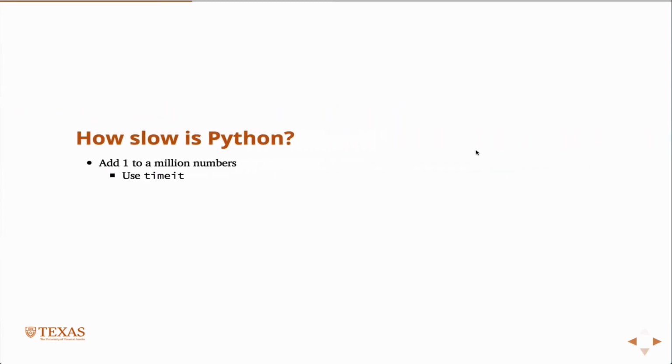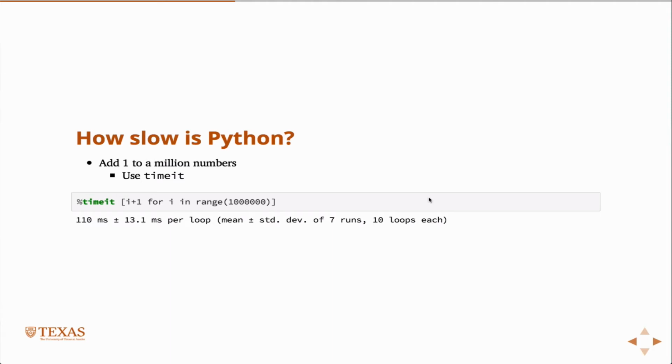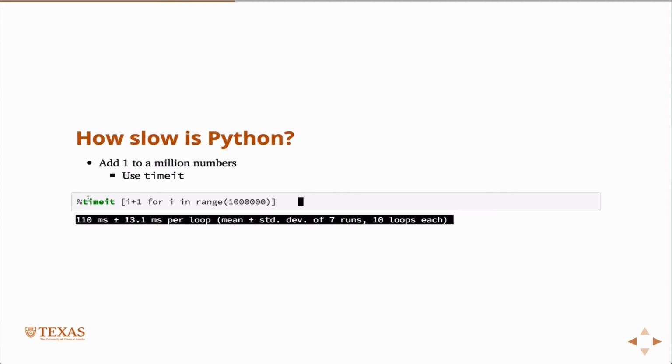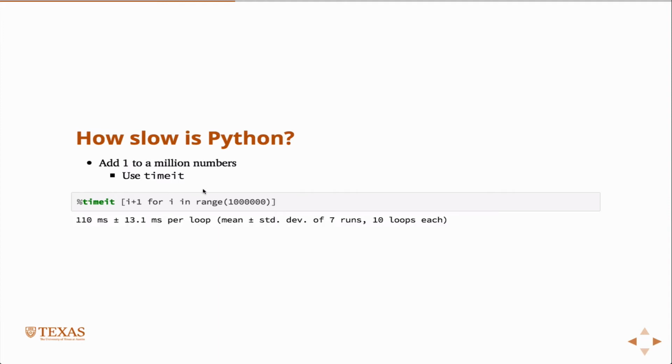So let's look at some examples about how slow Python is. This was actually from the output of a Jupyter notebook, so you can just copy this from the slide right into the Jupyter notebook and run it if you want. Basically what this does is a pure Python implementation of creating a list of 1,000,000 numbers and adding 1 to each entry. Then the Timeit module runs a series of loops and does some averaging to report the amount of time that takes. In this case, you can see it took 110 milliseconds plus some standard deviation. It did 7 runs, 10 loops each.